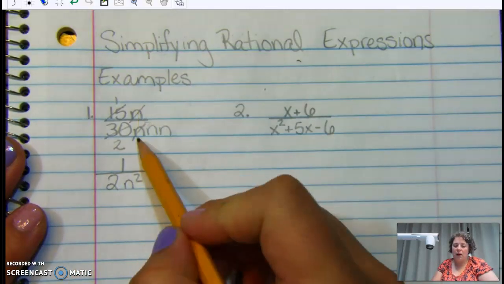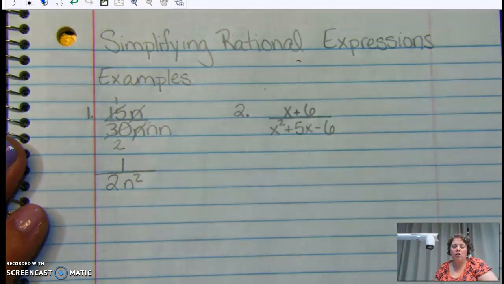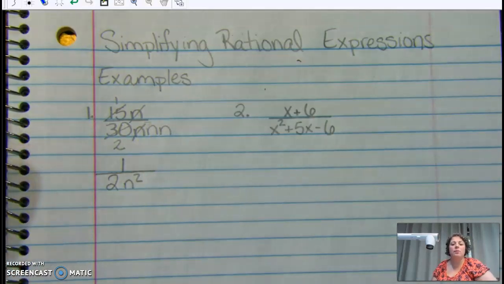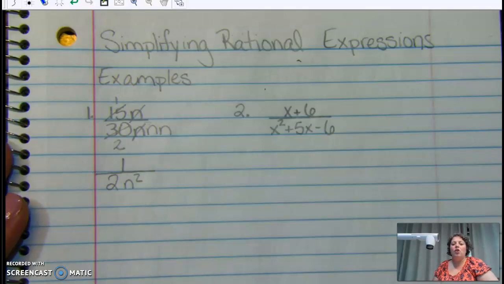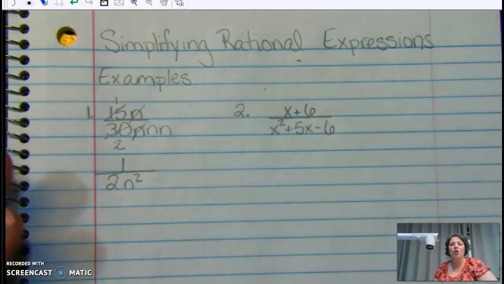So if you just have a monomial over a monomial, that's what you're going to do. You're going to use your exponent rules. For anything else, you're going to want to factor. Remember, I told you factoring was never going to go away? I meant it. You're going to have to factor throughout this course. So if you're still not confident on your factoring, please go back to those videos or seek help from your teacher. Okay? All right, so factoring.